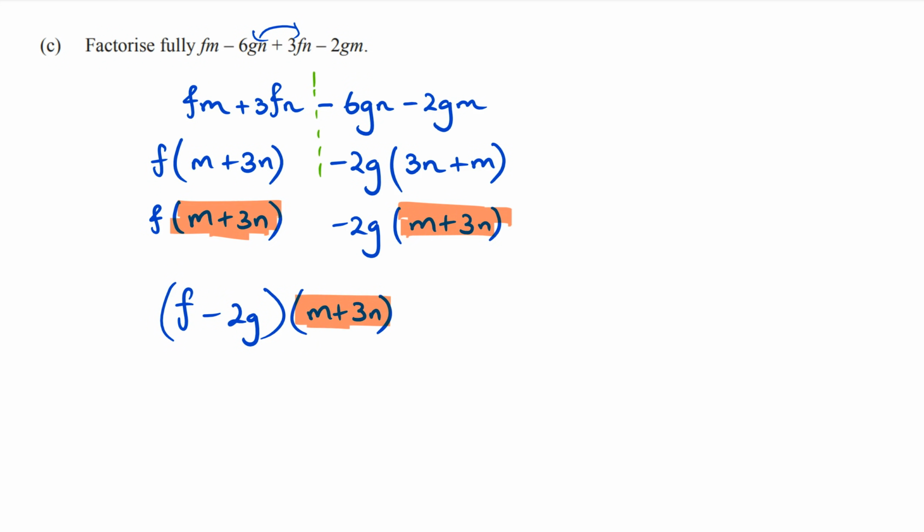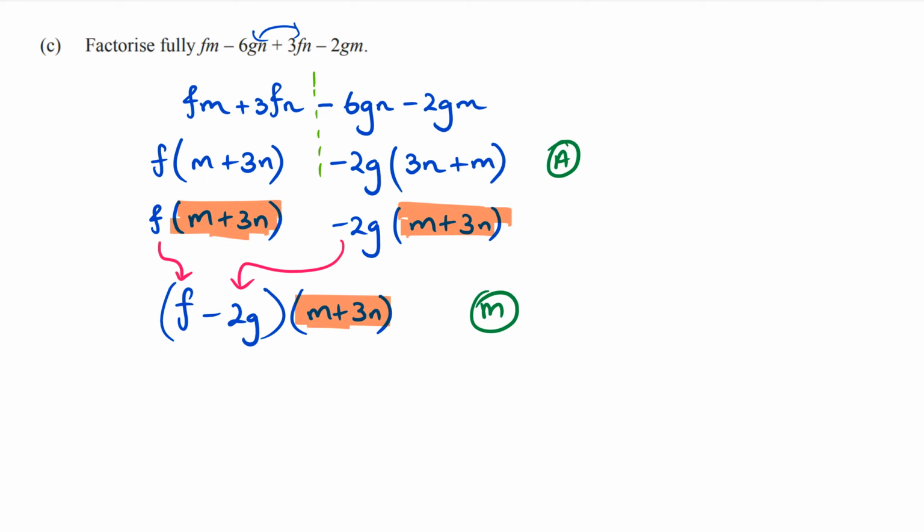So all I've done is I've taken the f and I put it there, minus 2g into there, and the m plus 3n is a common factor. So looking at grades wise, pairs factored, you're probably looking at an achieved somewhere here, and then full factorization gets you a merit.